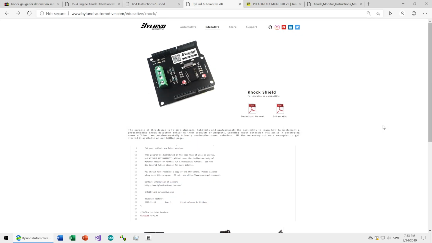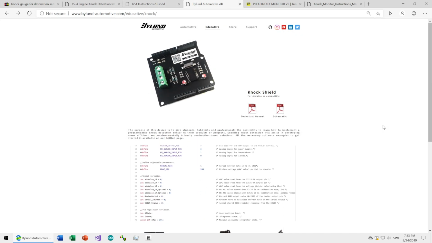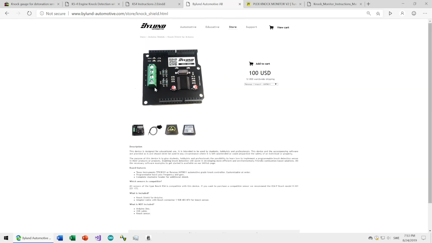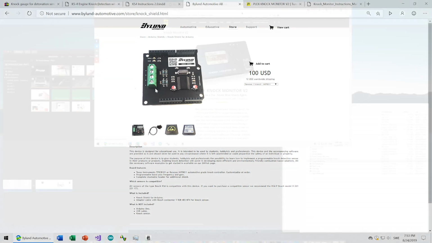It is the same performance you get out of the box with the NOx shield for Arduino, and with the price currently at $100 plus shipping, it is very affordable in comparison.